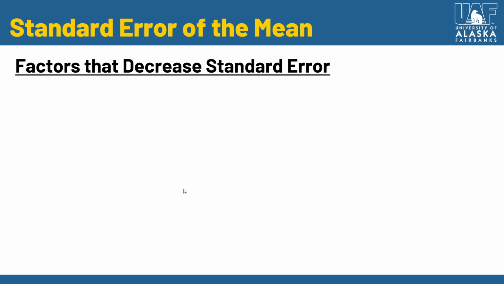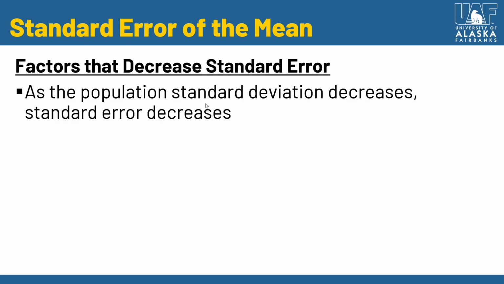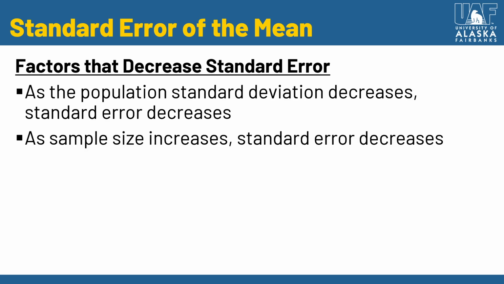Quick note that there are two broad factors that decrease standard error. As the population standard deviation decreases, standard error decreases. And decreased standard error is good, right? That means that we're having less sampling error. Our samples are varying less and less. In other words, as the population becomes a little more compact or tight, standard error also becomes more compact, less dispersed.